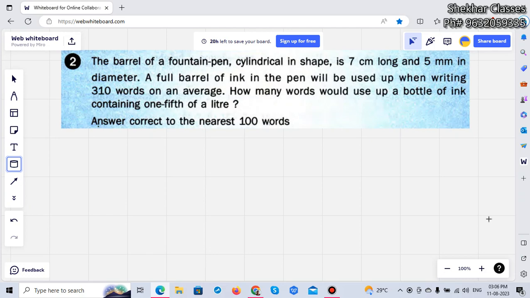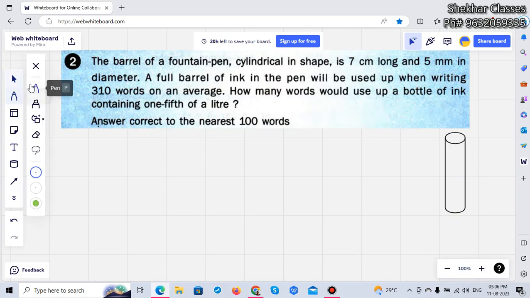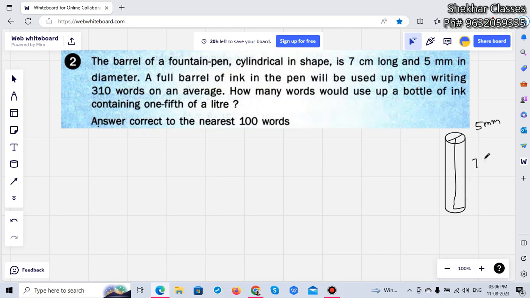So first thing we'll do is drawing part. We'll draw a cylindrical barrel. Say this is a cylindrical barrel of a pen. Now it says that this barrel has a certain length and diameter. So what is the diameter? Diameter is from here to here. How much? 5 mm. And the length is how much? Basically the height is 7 centimeter.